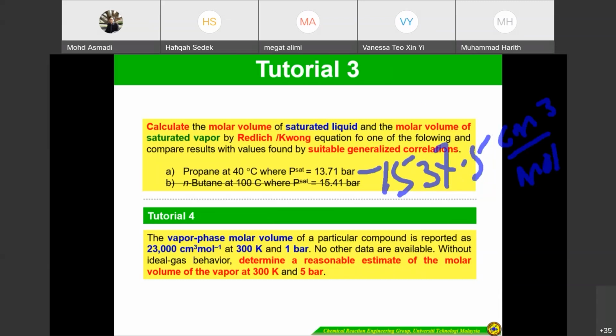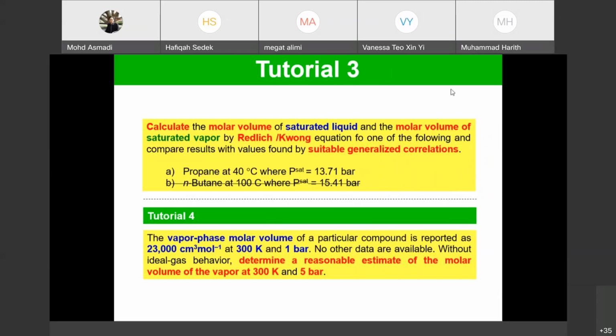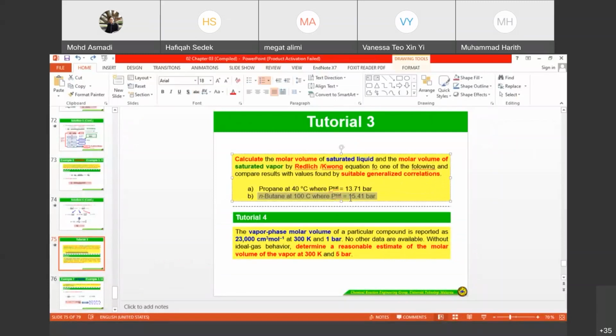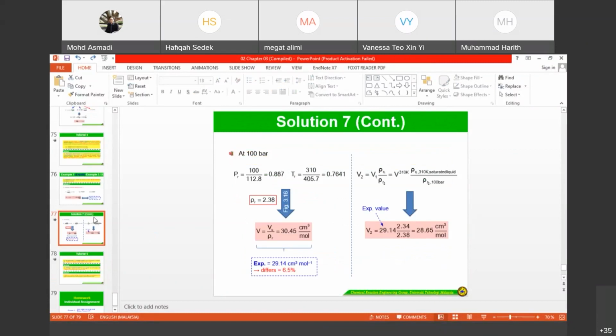Okay, this one later you can do. For the next one, it's similar. The difference is only the component and also the temperature: 100 degree C and 15.41 bar. Let me see which one. Example 7 here.